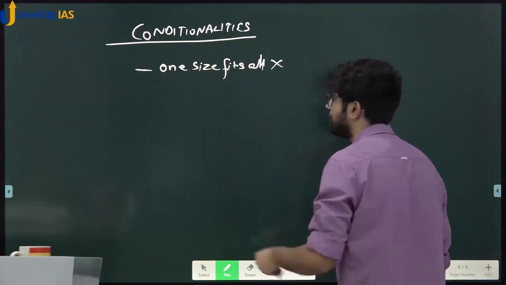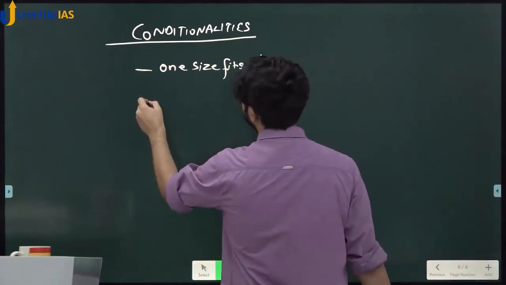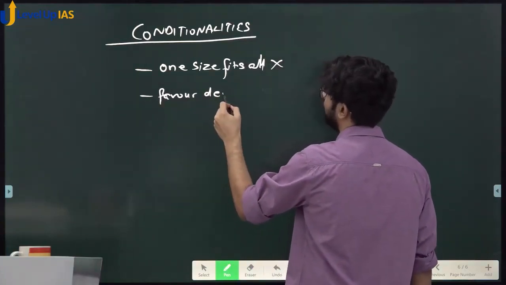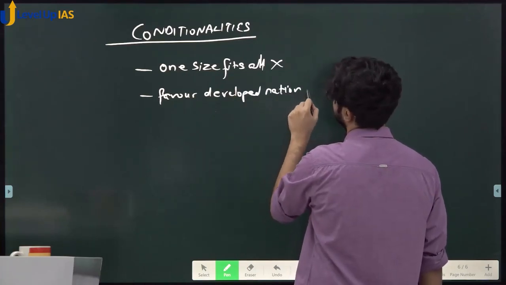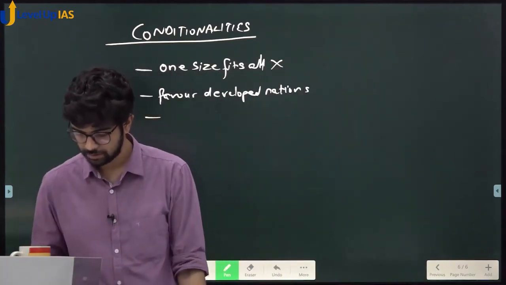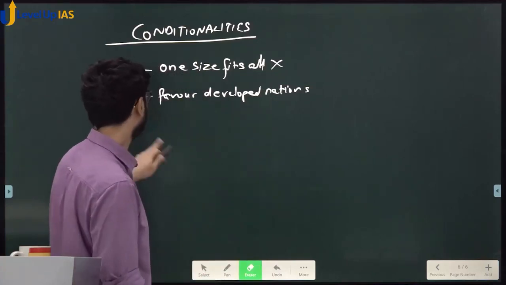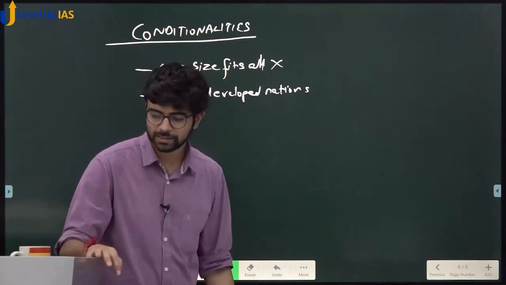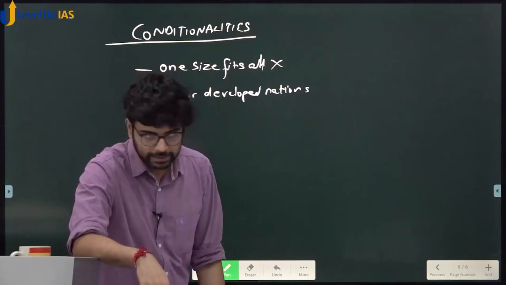All countries' history is different, culture is different, economic policies are different, demography is different. Then conditionalities often favor developed nations more. Often favor developed nations. Right, often favor developed nations. The next point is the repetition of the first, so that is why. So these are all problems with IMF. If anyone asks you in mains problems with IMF, these 2-3 points are problems with IMF.